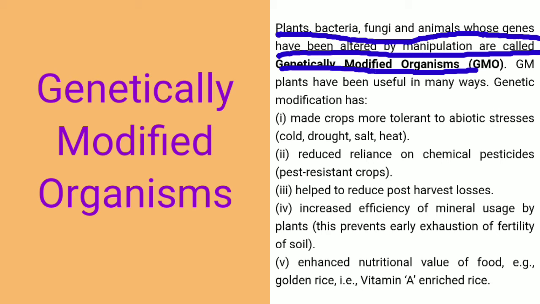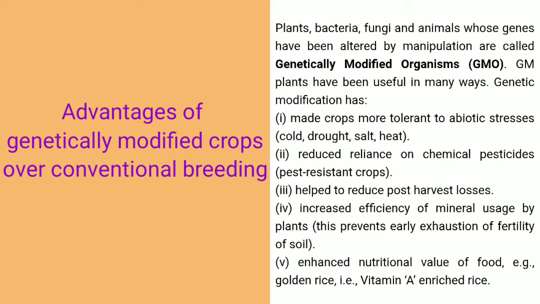Okay, now let's come to the main part of the chapter. So that is the genetically modified crops. Now what are the advantages of genetically modified crops over the conventional breeding crops? The first thing is that the crops are more tolerant to abiotic stresses such as cold, drought, salt and heat.